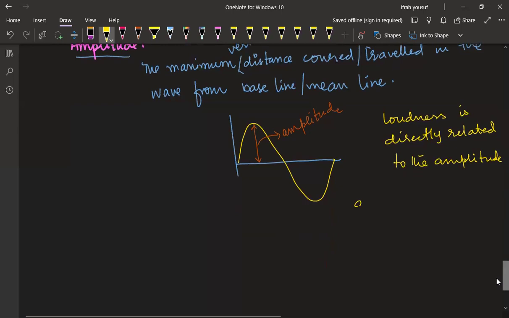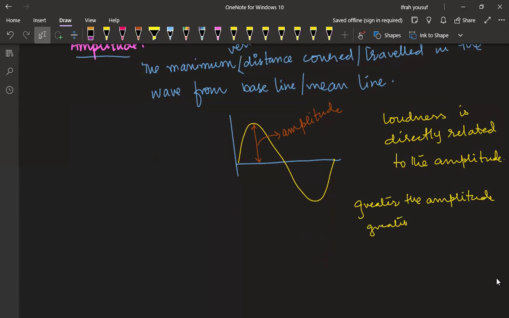सही है? So greater the amplitude, greater the loudness will be. ठीक है? Right? Okay.